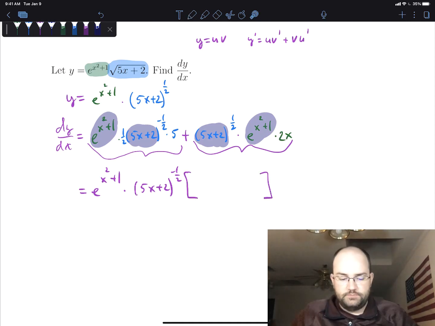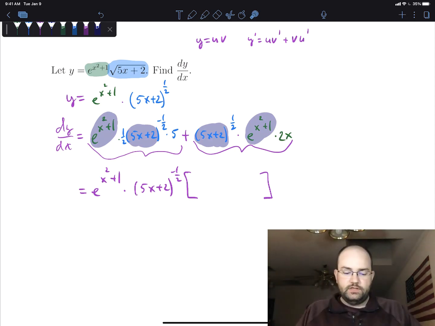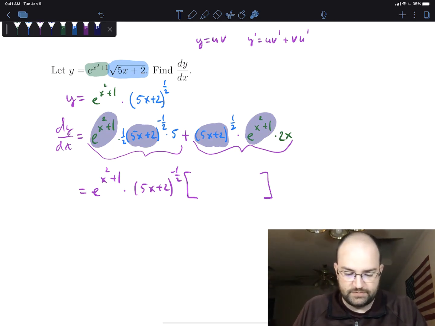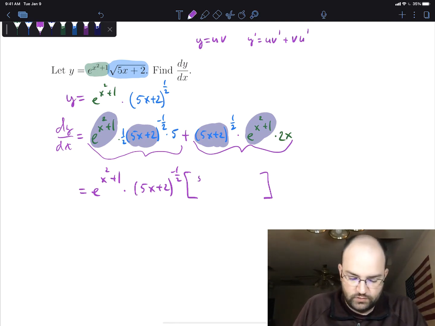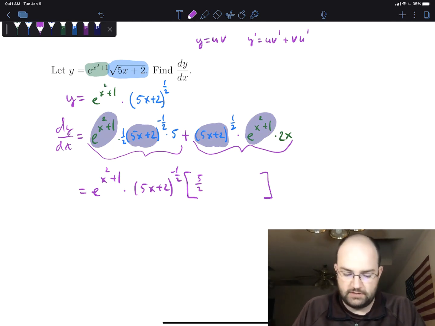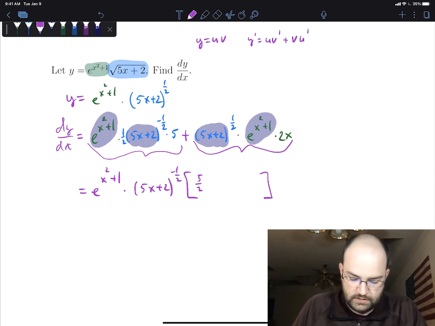Well, first of all, notice in the first term, e to the (x squared plus 1), (5x + 2) to the minus a half, both of those are already out here, so they go away. All of that goes away. All of that goes away. But notice we have a 1/2 times 5 left over, and so that's going to leave us with 5/2 within there. Good. Now plus, because there's a plus right here.